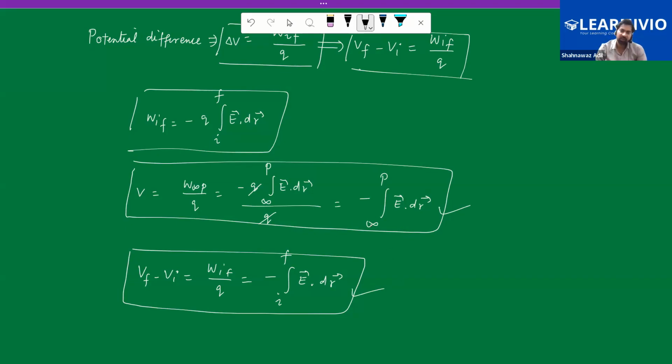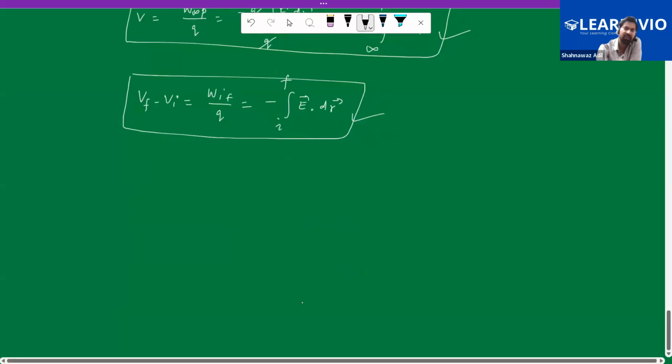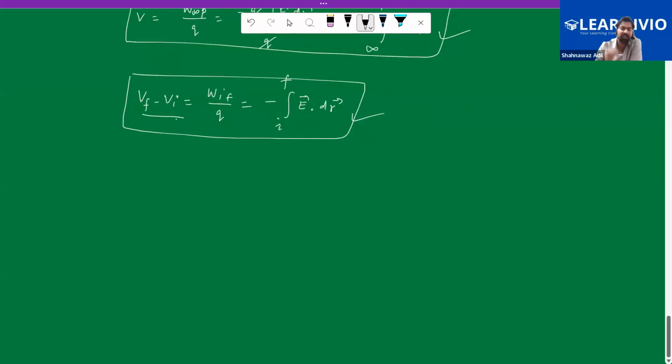So we are talking about from infinity to point P, and this is from A to B, from two fixed points. That would be the potential difference. Is it clear, guys? Okay, if it is clear and you don't have any question, now let us understand what would be this potential difference for the two forms of the electric field.